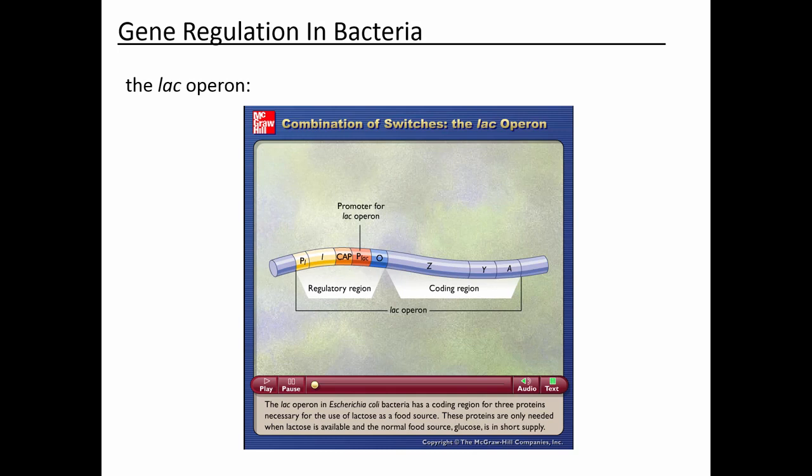And that makes sense because you're only going to want to express those genes if the cell has lactose, if it's present, but it doesn't have glucose. So it's only going to want to express these genes if it has lactose but no glucose. And so the only situation in which this is going to be on is in the minus glucose plus lactose situation.